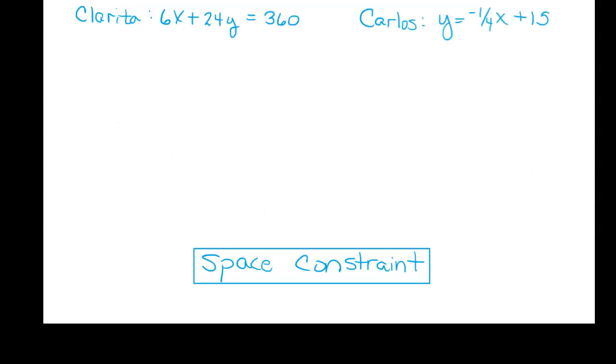Carlos and Clarita are comparing strategies for writing equations of the boundary lines for their pet sitter constraints. They're discussing their work on the space constraint.